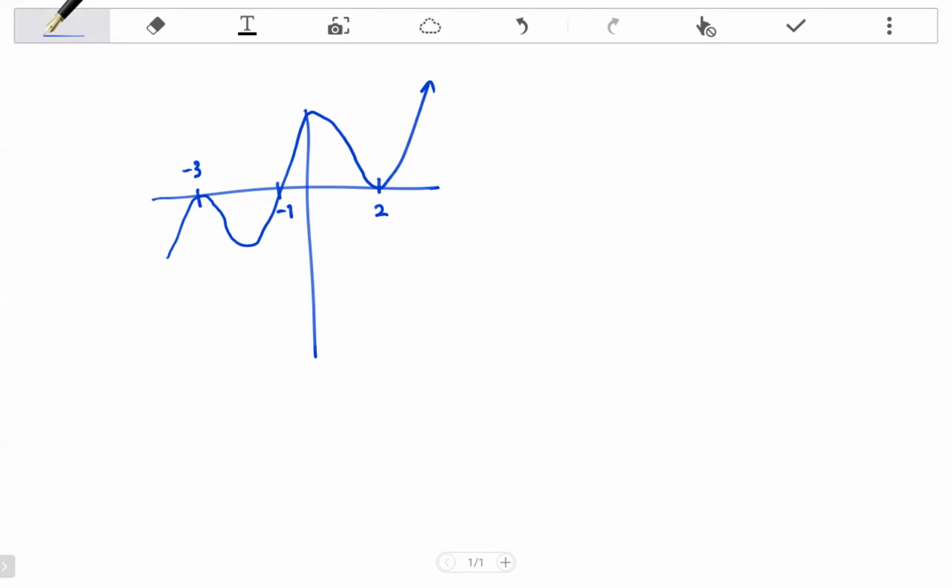I got D. D is x plus 3 squared, x minus 2 squared, and x plus 1. This is right, I think. Yeah, this is right. X plus 3 repeats, so it bounces here. X minus 2 repeats, so it bounces here. And x plus 1 doesn't repeat, so it just goes through. So D is correct. Let's just move on to the next section of the homework, since we're kind of running out of time.